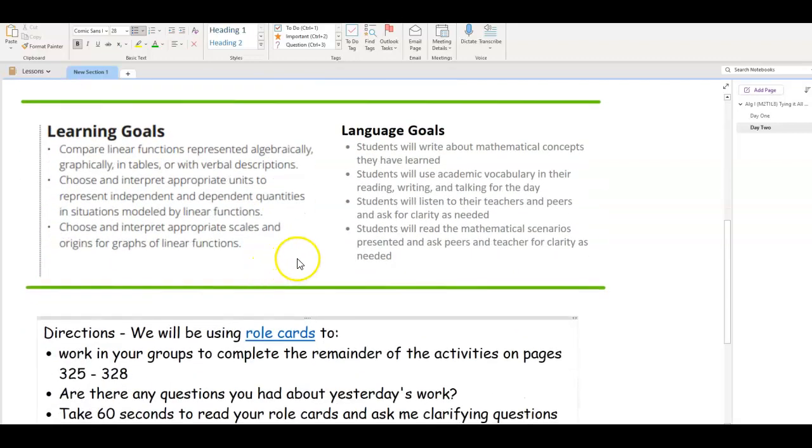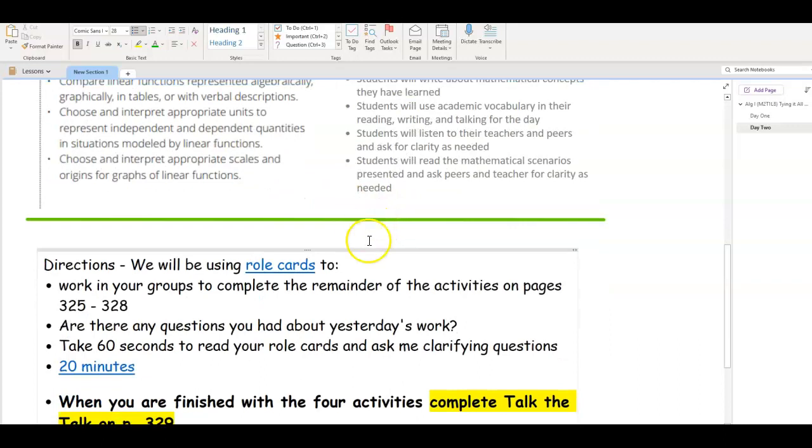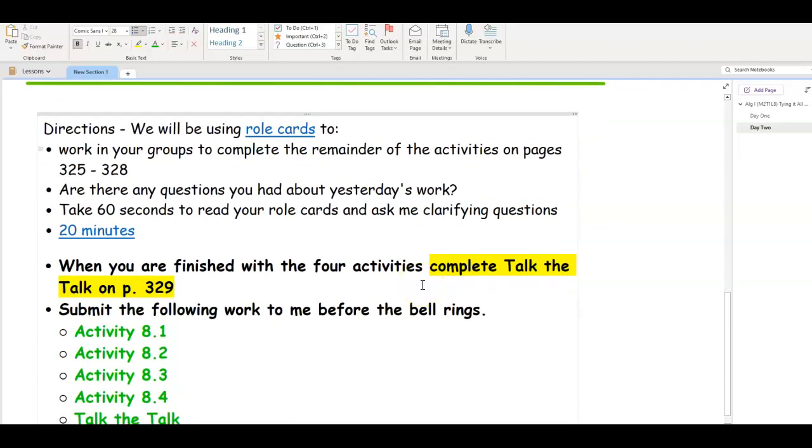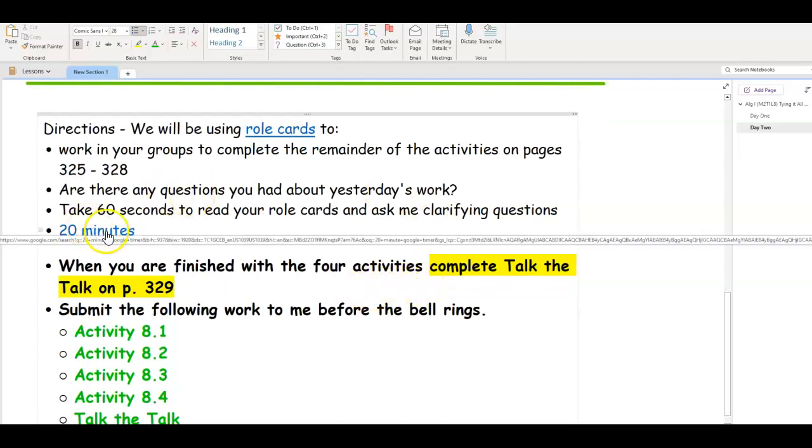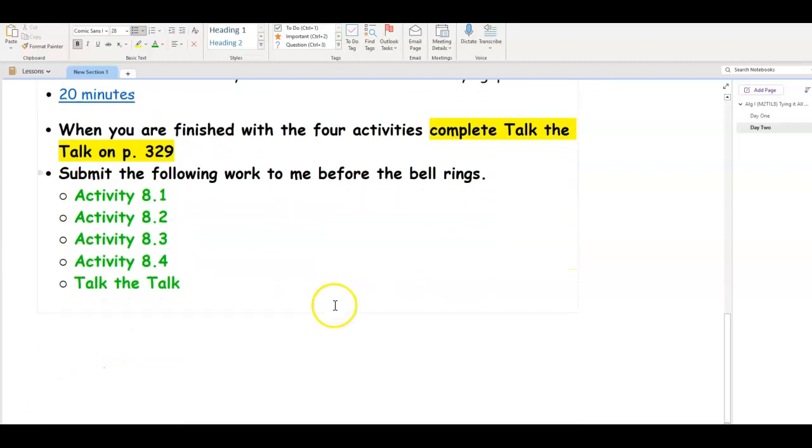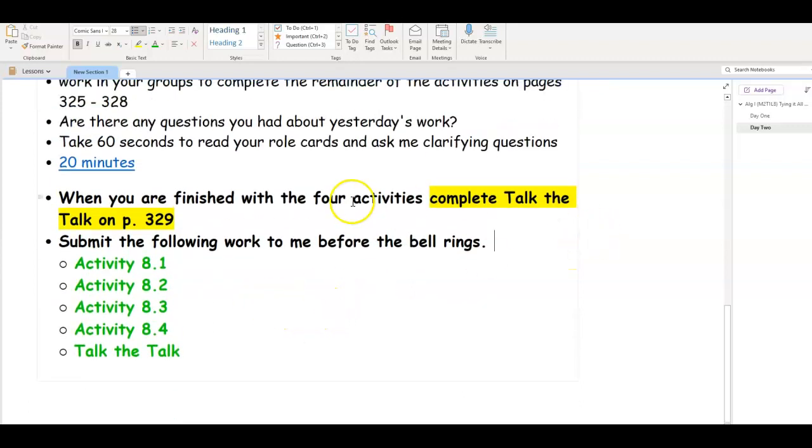We would use the same setup as yesterday. The kids would have their role cards, and they would continue working exactly the way they did. Today they would only have 20 minutes to work, because hopefully we would have time to complete Talk the Talk, which would be sort of like the extension. If they don't have time to complete Talk the Talk, I'm okay with it because I like what's in the four activities.